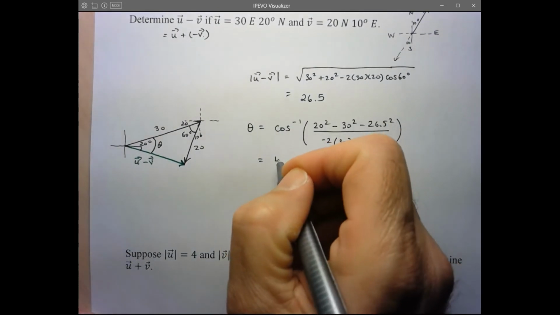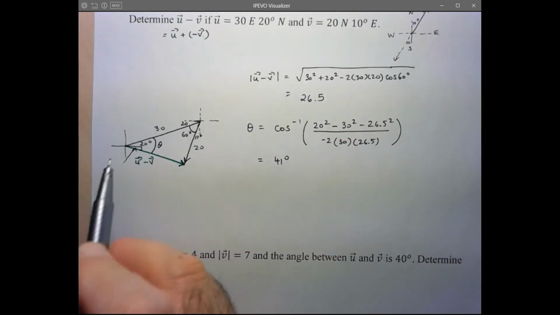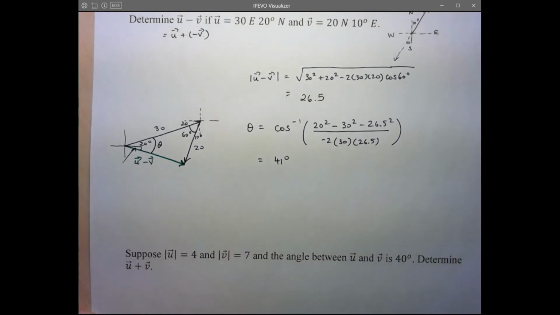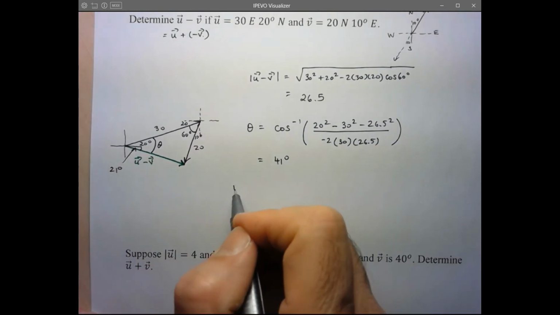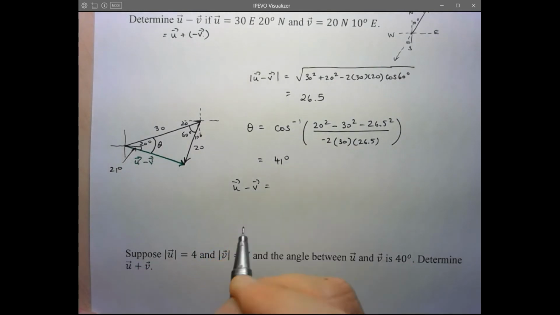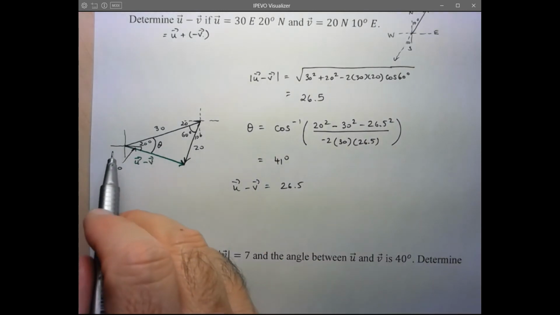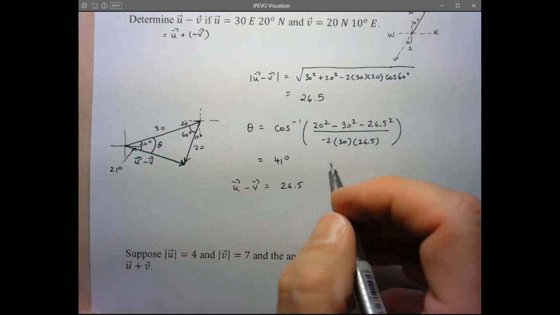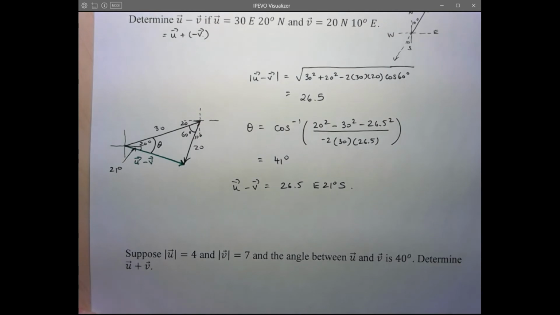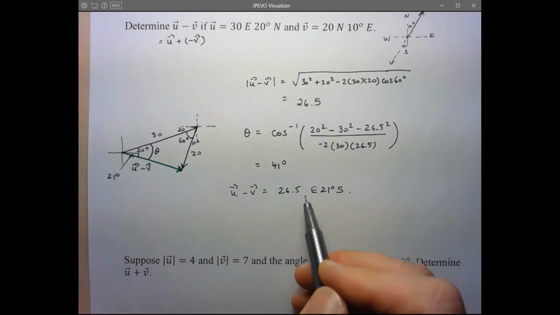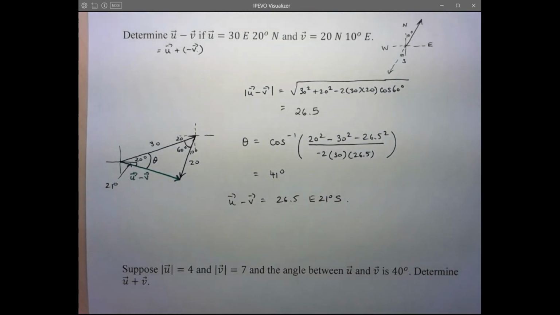So 41 degrees. But remember, what we're looking for is this angle here. So I'm going to subtract 20, and that gives me 21 degrees. So my final answer, u minus v, is going to be equal to my magnitude, 26.5, and then it's going to be east, 21 degrees south. Now, some of you may have seen when this is given, there's square brackets around there. You can certainly keep using that. That's perfectly acceptable. Sometimes I might use it.